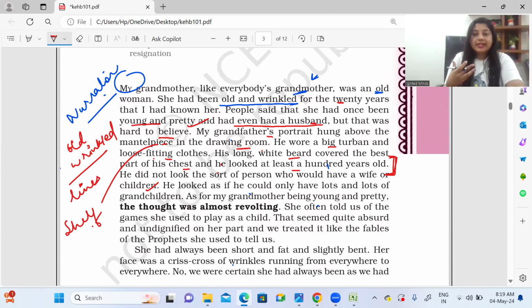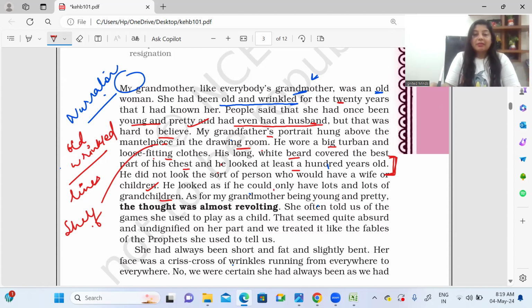They tend to be well dressed. They tend to be very soft and they tend to be very nice. But maybe because of some reasons, he's finding it very contrasting that the grandfather is looking so old and looking so strict, kind of. So he said that it did not appear that he may have a wife if I just look at the picture. He looked as if he could only have lots and lots of grandchildren. Now, because of his age, also, he says that his portraits felt that he could only have children and not a wife, which is practically not possible.